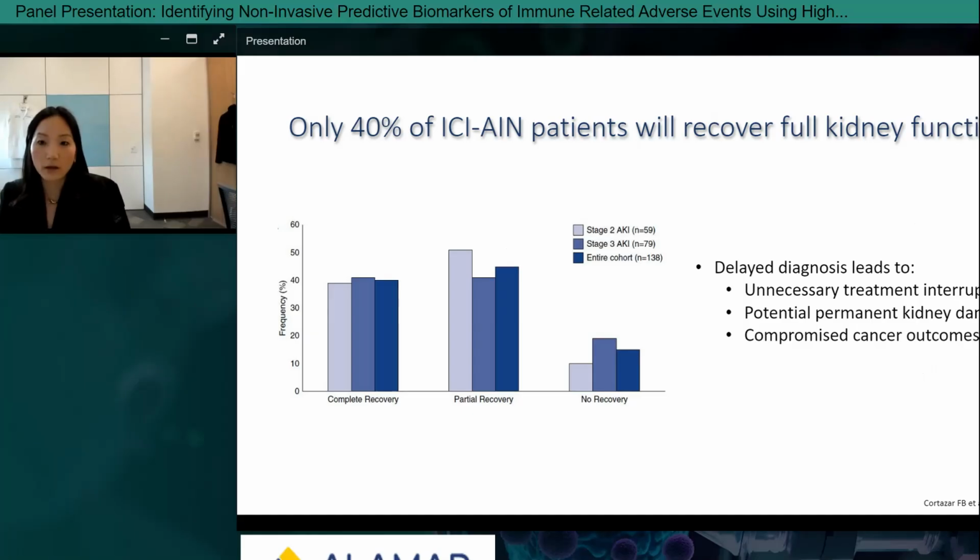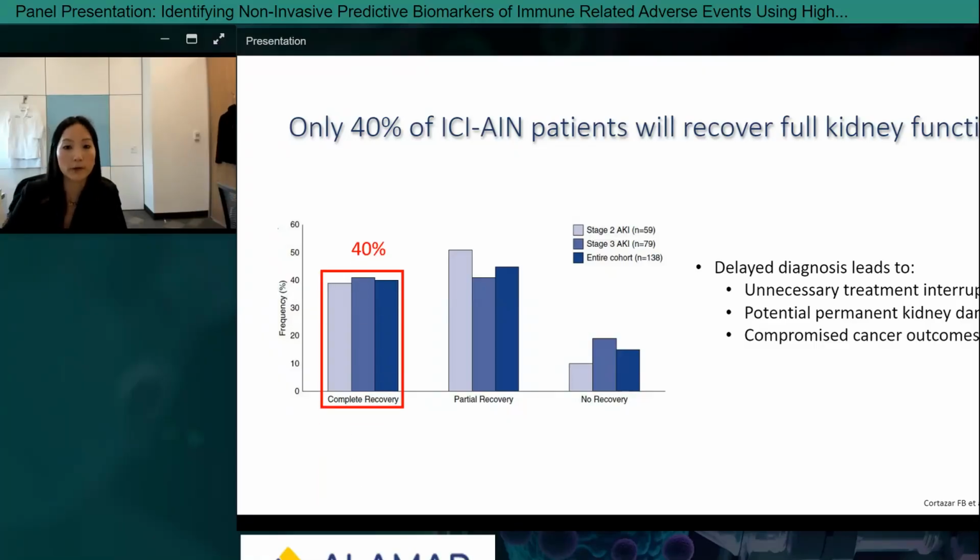Unfortunately, that means that a lot of times those patients with true ICI-AN are going to have delayed diagnosis. So by the time they are actually diagnosed and then treated with steroids, only 40% of these patients will recover full kidney recovery. And that means an overwhelming 60% of patients will have compromised kidney function after this disease.